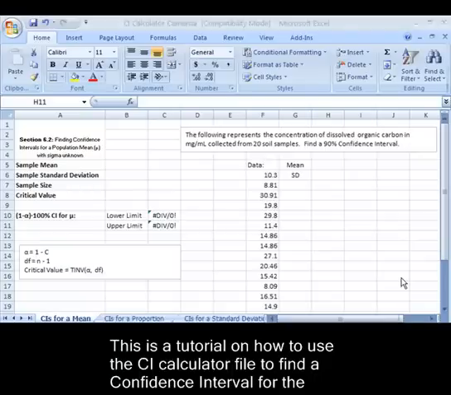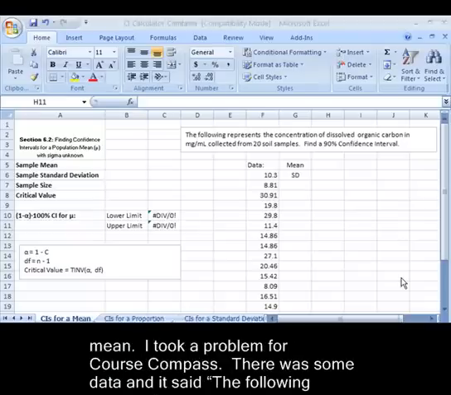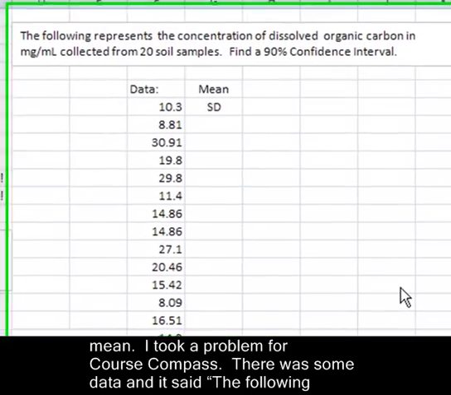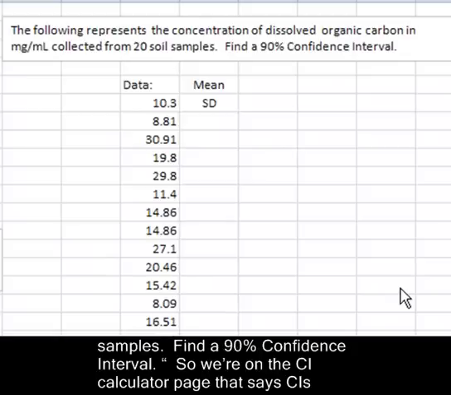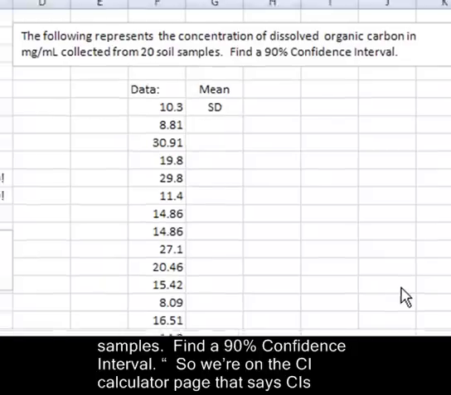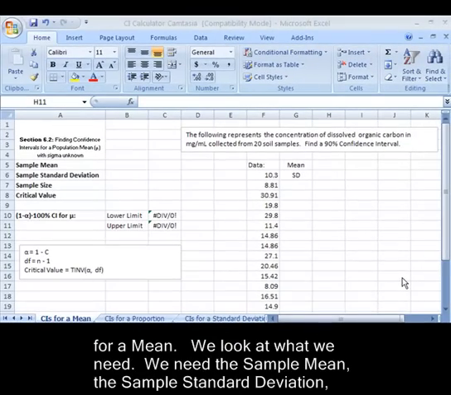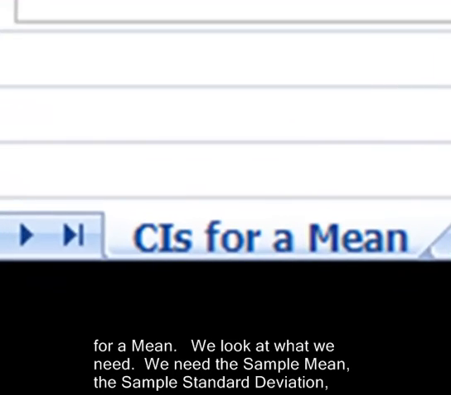This is a tutorial on how to use the CI calculator file to calculate a confidence interval for the mean. I took a problem from Course Compass. There was some data and it said the following represents concentration of dissolved organic compound in milligrams per milliliter collected from 20 soil samples. Find a 90% confidence interval. So we're on the CI calculator page that says confidence intervals for a mean.